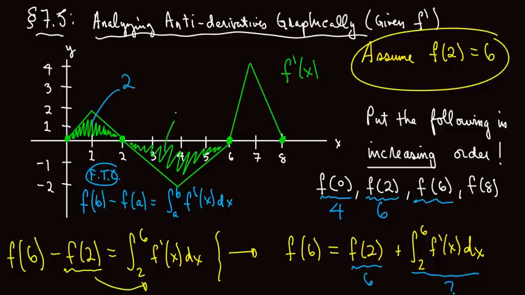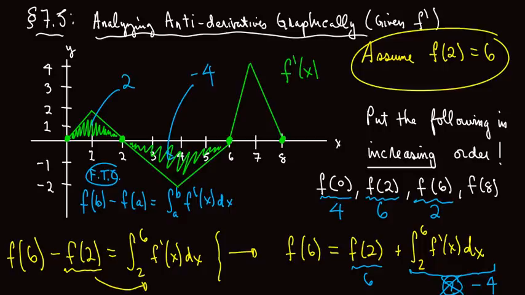But remember, that part of the graph lies underneath the x-axis, so we're going to make that a negative 4. So now we know that that area, or signed area, I should say, is exactly negative 4. 6 plus negative 4 is 2. Okay, so that's f of 6.